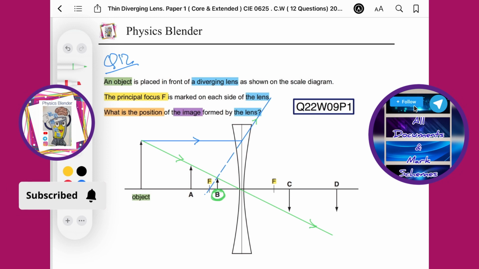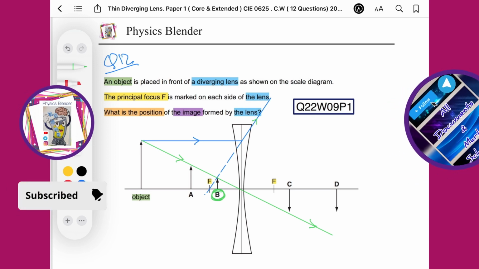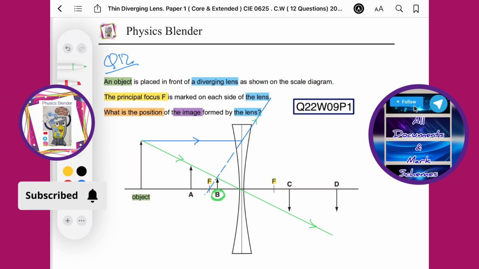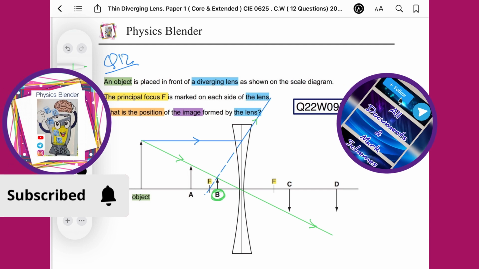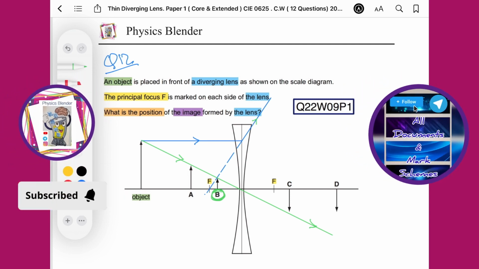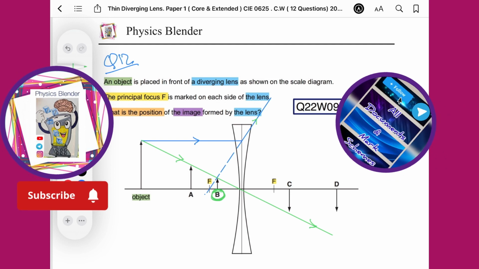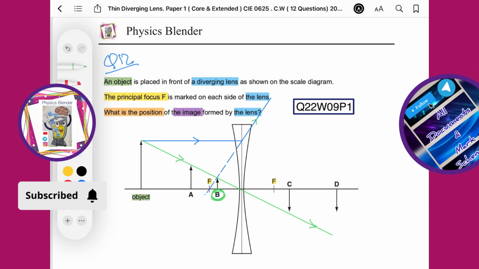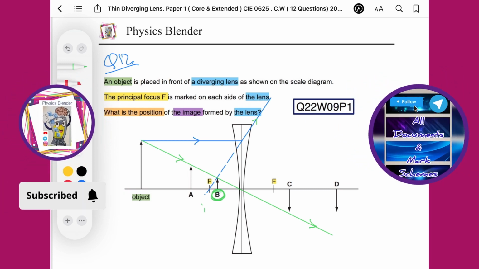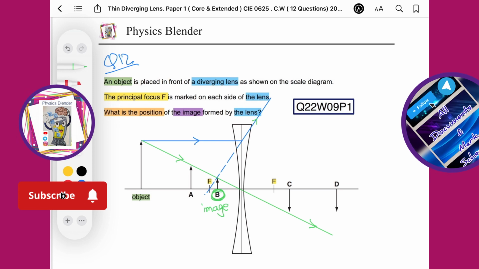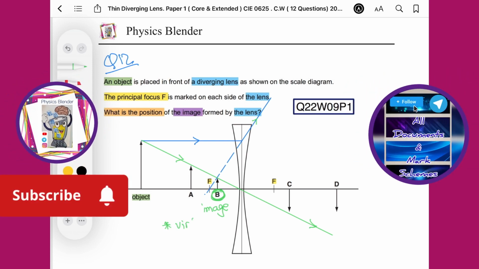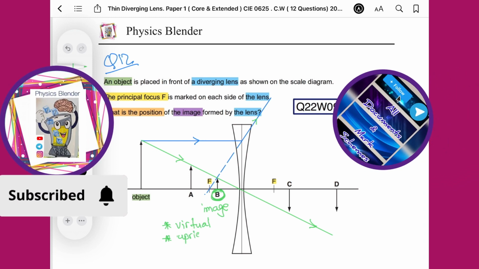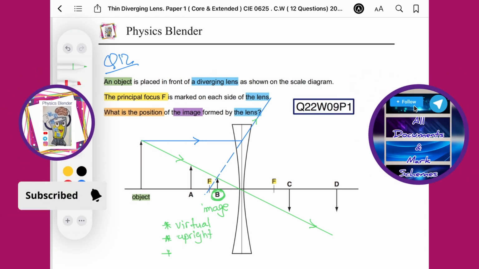Let's one more time describe the properties of the image formed by a diverging lens. Whatever the location of the object, you will obtain the same properties. Or let's say it in another way: the location of the object will not affect the properties of the image. So the image will be virtual, upright, and diminished.